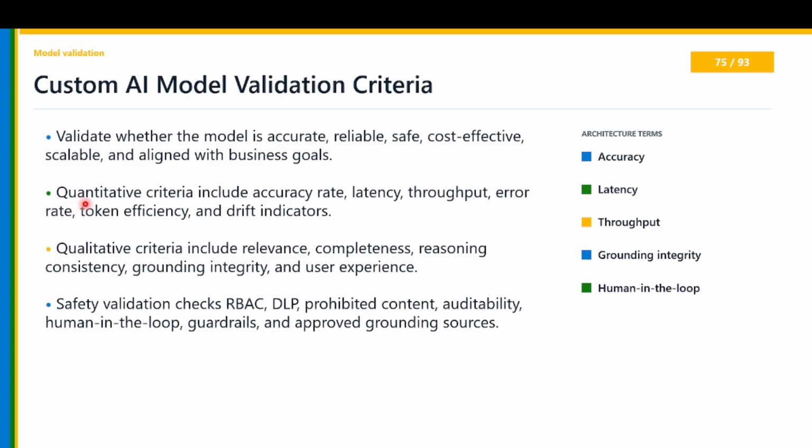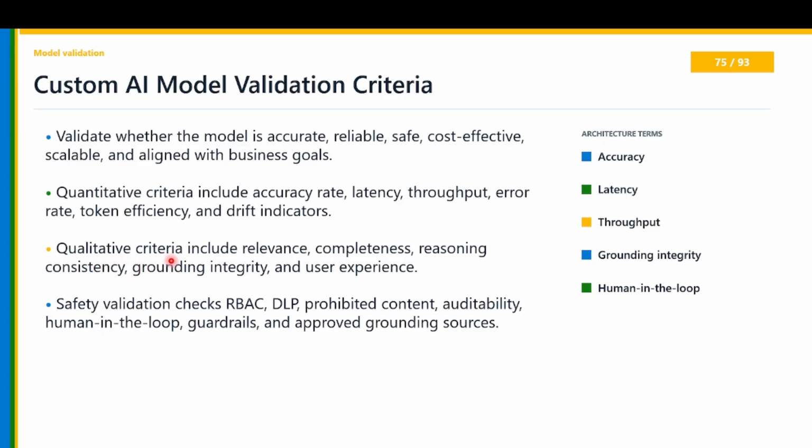The next point we have here is quantitative criteria. As we have said, quantitative metrics will allow you to measure business KPIs. They will allow you to measure ROI and TCO, and also to detect anomalies and mitigate risk. Quantitative criteria include accuracy rate, latency rate, throughput rate, error rate, token efficiency rate, and drift indicator rate. These are the quantitative criteria you should look into for validation.